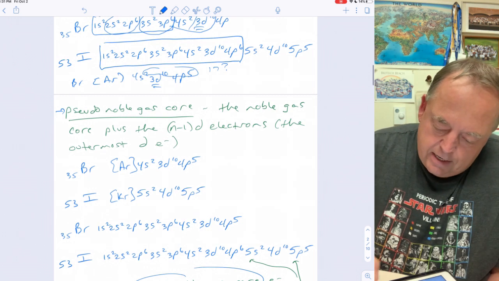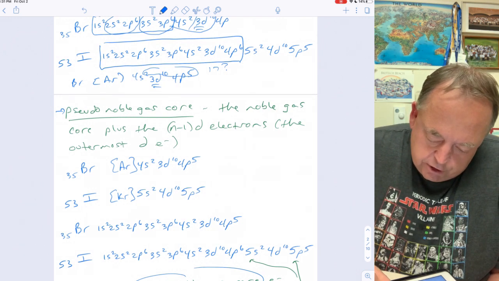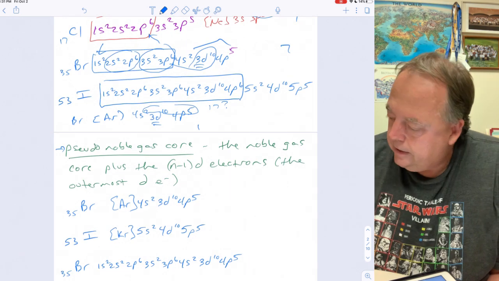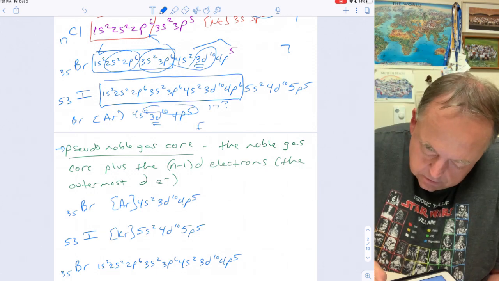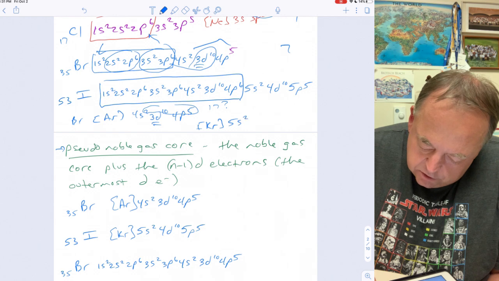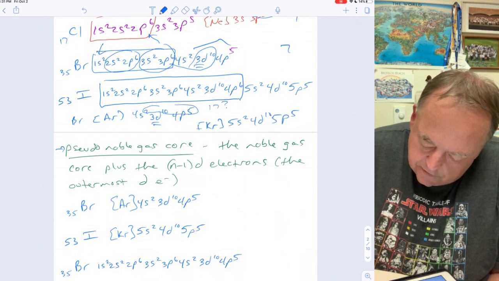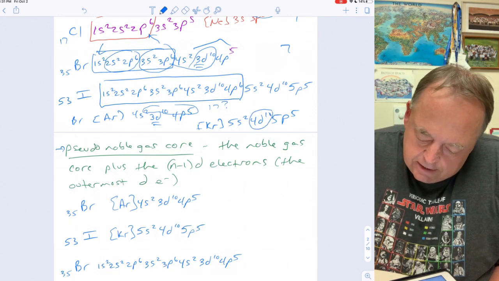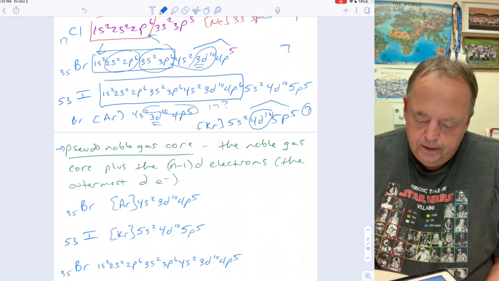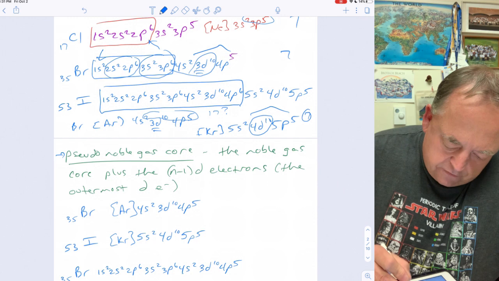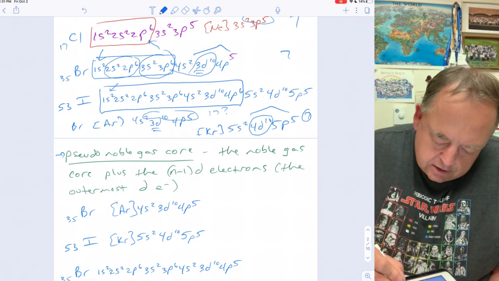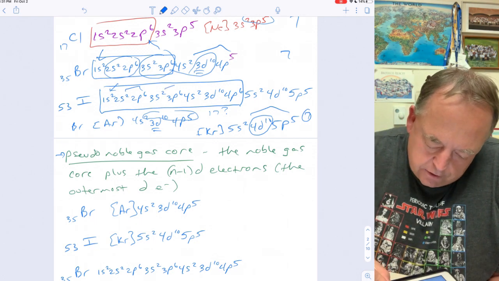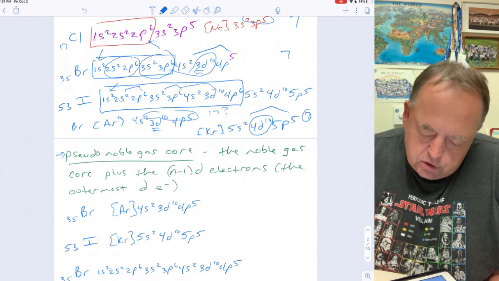And if we did the same thing for iodine, its shorthand notation would be krypton, and then 5s2, 4d10, 5p5. Again, we have 17 electrons, but we don't count the inner shell d electrons, so that's going to be 7 electrons there. If we went through the same exercise here, the first shell is full, so we're not going to count the 1s. The second shell is full, so we're not going to count the 2s and 2p. The third shell is full, right? 3s, 3p, and 3d.